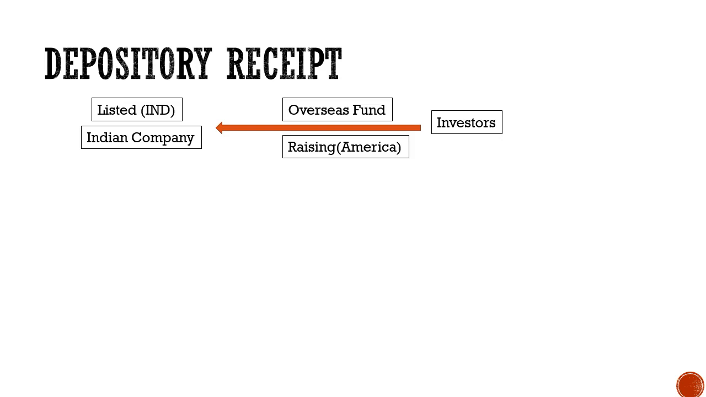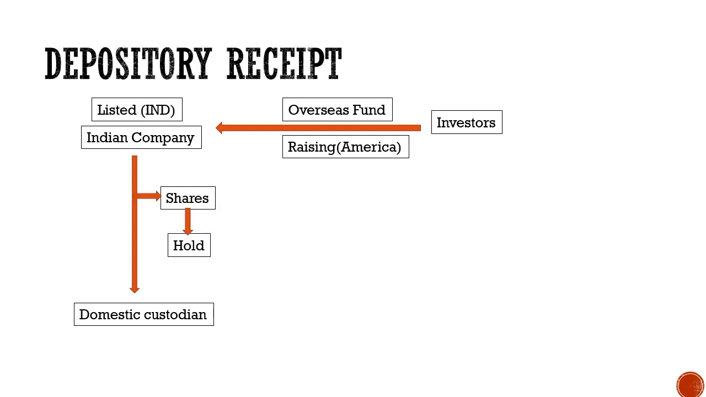So now let's continue with the example that the Indian company wants to sell its shares to a person overseas. For doing that, the company has to contact another company which is known as a domestic custodian. The main duty of a domestic custodian is that it will hold the shares of the Indian company with it. So all the paperwork, all the workings, all the formalities of the issue of shares will be held by the domestic custodian.